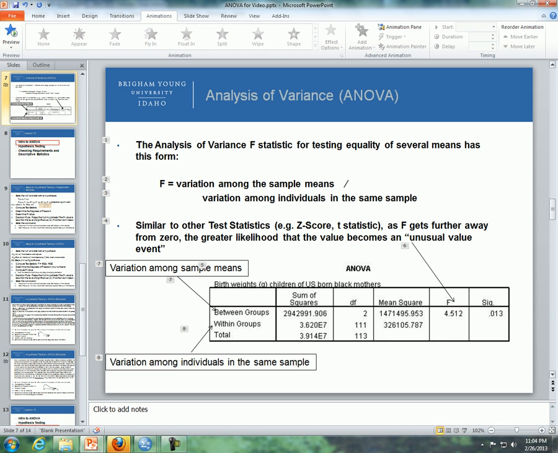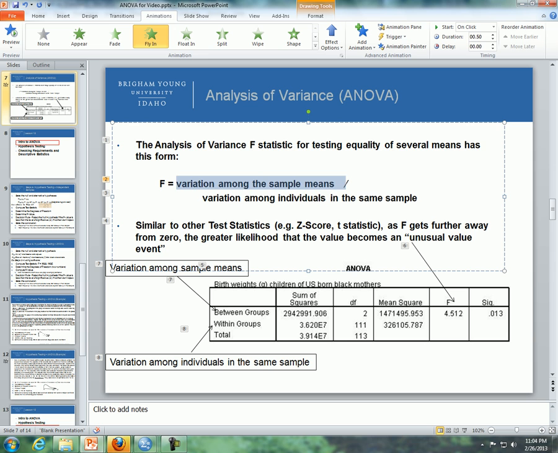Okay, so an analysis of variance statistic for testing equality of several means has this form. So F is the variation among the sample means divided by the variation among the individuals in the same sample. This was not referred to in the textbook, but I feel like this is something that needs to be stressed, that that's what the F statistic does, the variation between sample means and the variation within the samples. However, similar to other test statistics like the z-score or the t-statistic from the t-distribution, as F gets further away from 0, the greater likelihood that the value becomes an unusual value or rare event, and I should include here, relative to the null hypothesis.